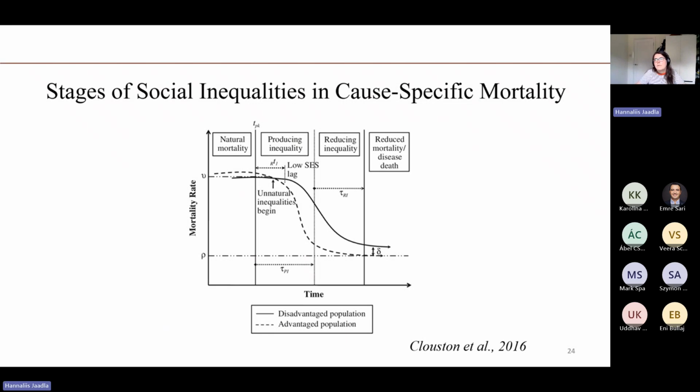So I would say, in summary of all these different ideas, thinking about the convergence-divergence ideas, the fundamental cause theory, and also these stages of social inequalities, social gradients in the past, based on these theories, you would expect there to be, at least from the 19th century onwards, if not earlier, some kind of indication of social inequalities in health.